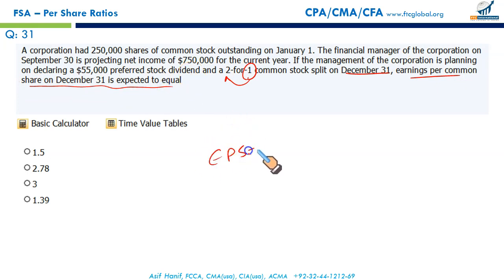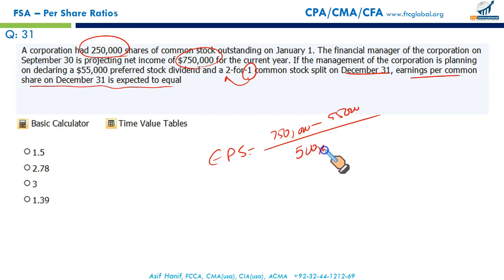Earnings per share is equal to income available to common stockholders. That is equal to your net income of $750,000 less the preferred stock dividend, divided by the number of common stock at the balance sheet date. Since there is going to be a 2-for-1 stock split, that would mean if you already had 250,000 shares of common stock, there will be 500,000. So if you simplify, it's going to be 695,000 upon 500,000, $1.39. Perfectly matches with your option D.